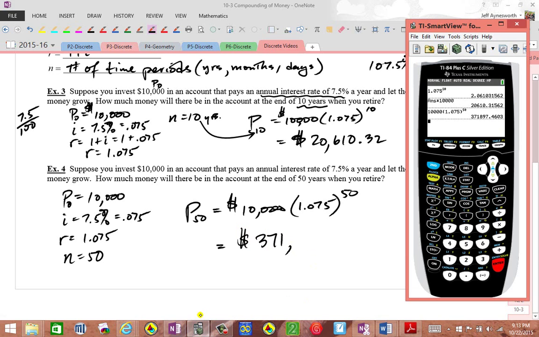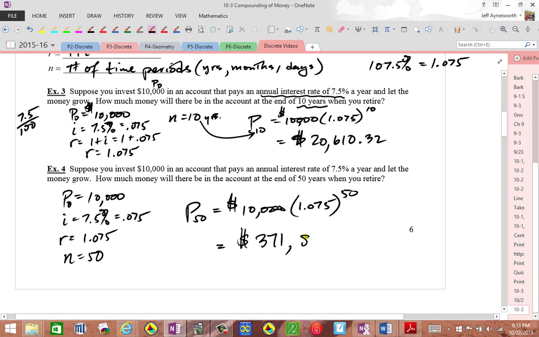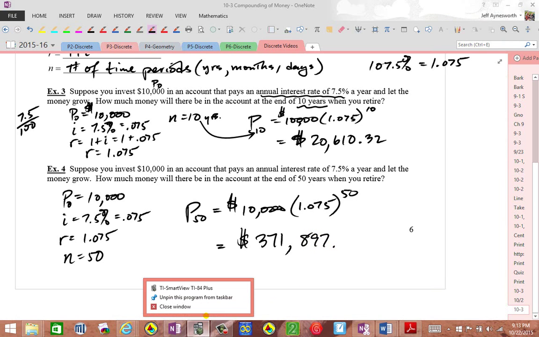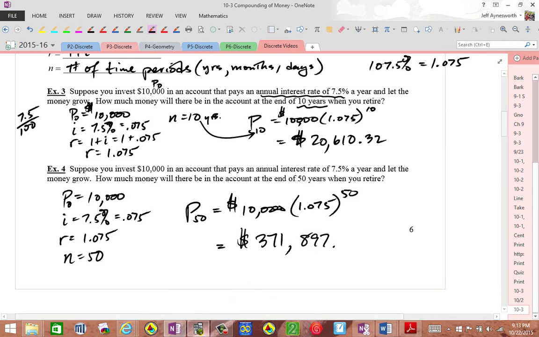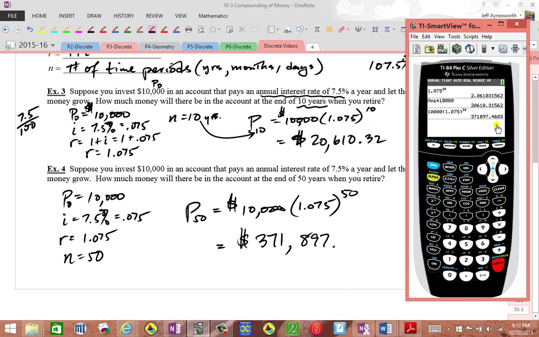Let's see, $897. And let's look at the pennies here. Woohoo, you get some pennies too. Come on. 46 pennies.